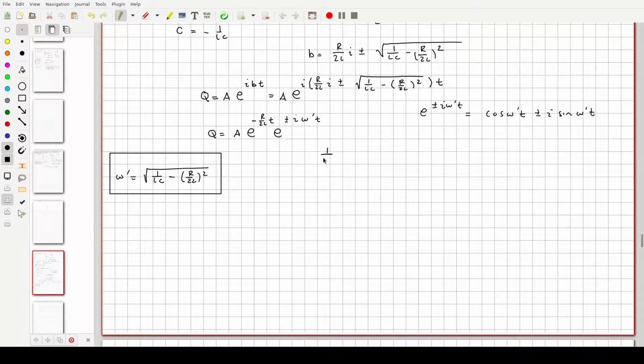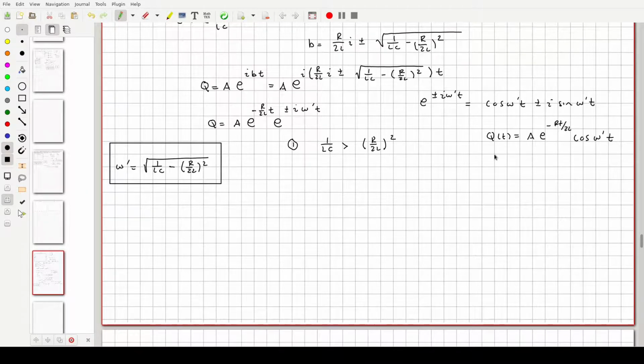So in the event that 1 over LC is greater than R over 2L squared, this remains real. You can use the Euler equation on here to expand it, and this is going to oscillate back and forth. In this case, which I'll call case number 1, your solution for just your charge as a function of time would look something like A times e to the minus Rt over 2L times cosine omega prime t. It oscillates back and forth with the cosine. This is a dying exponential.